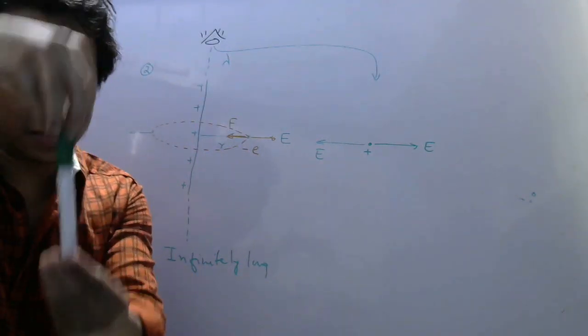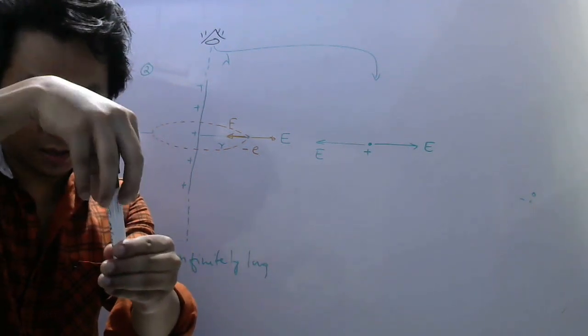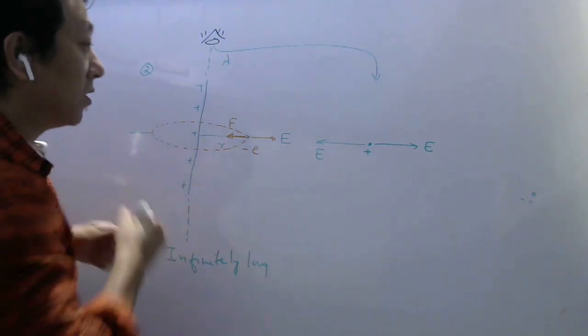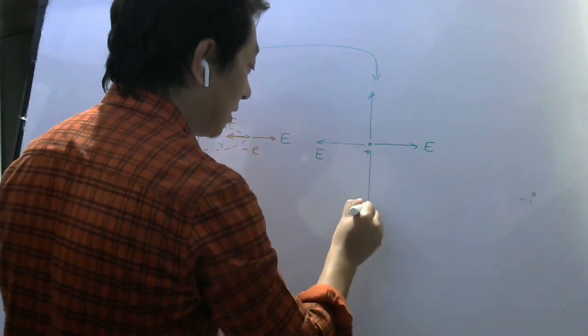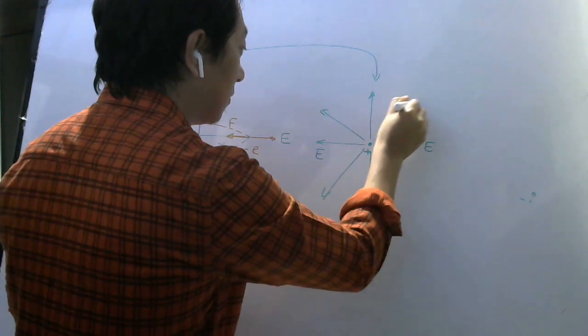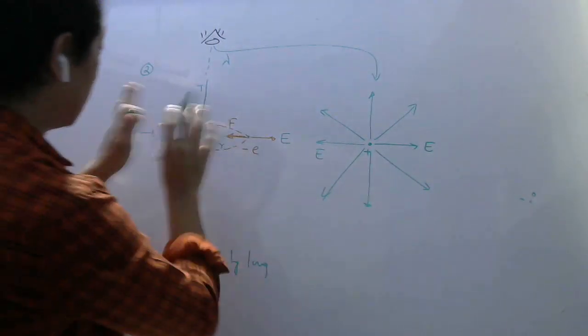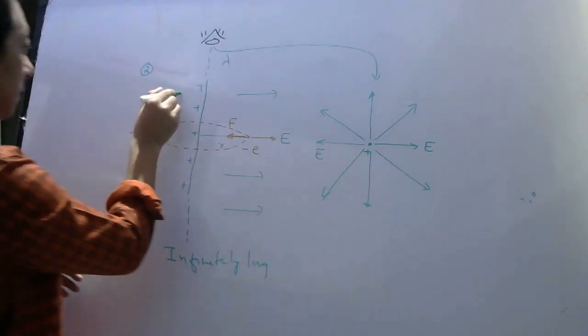Okay, so if this is the line charge, is it visible? Yes, like this, like this, like this, everywhere. So if you see from the top, you will see electric field lines like this. These are your electric field lines for a line charge when you see from the top. From the side, everywhere if I show you the electric field, it will look like this.